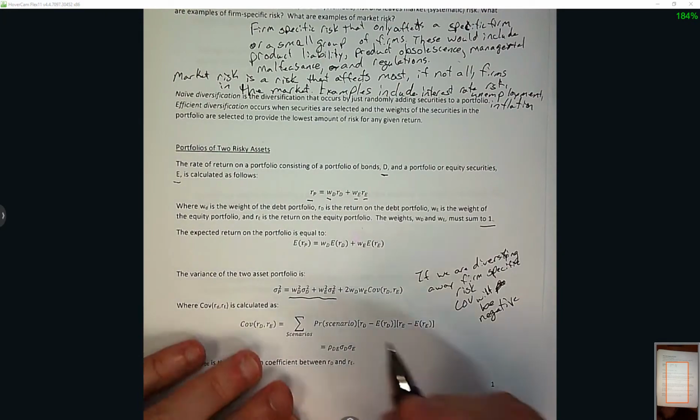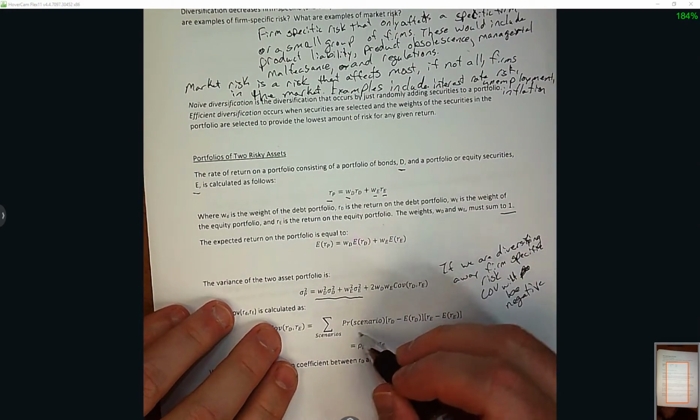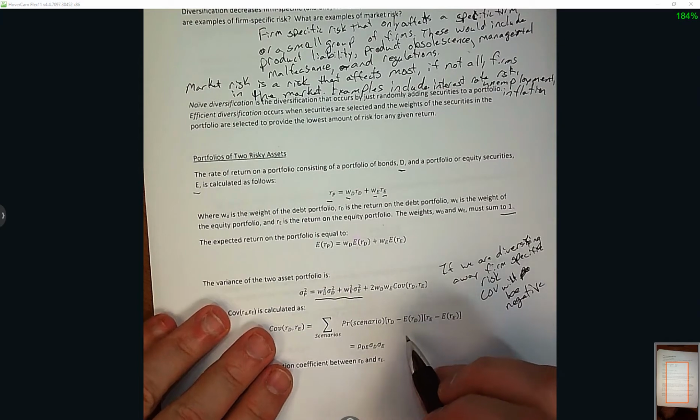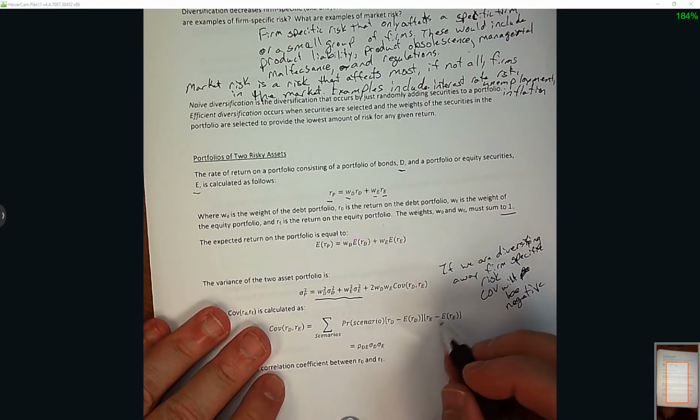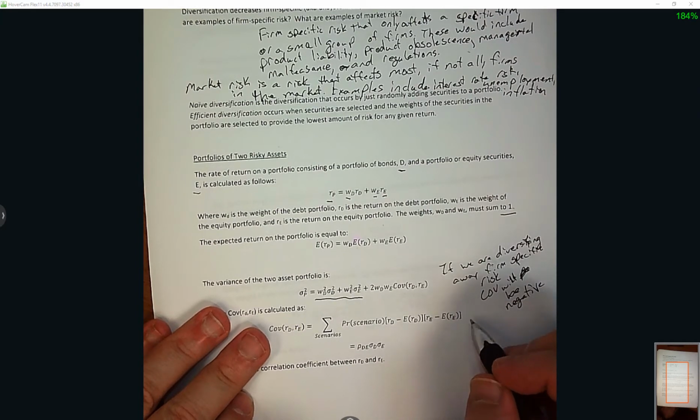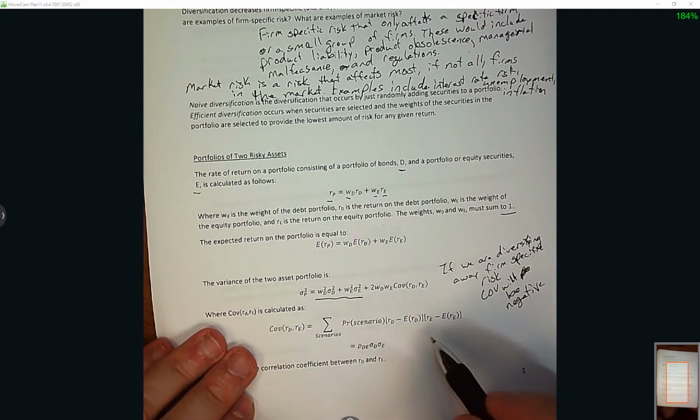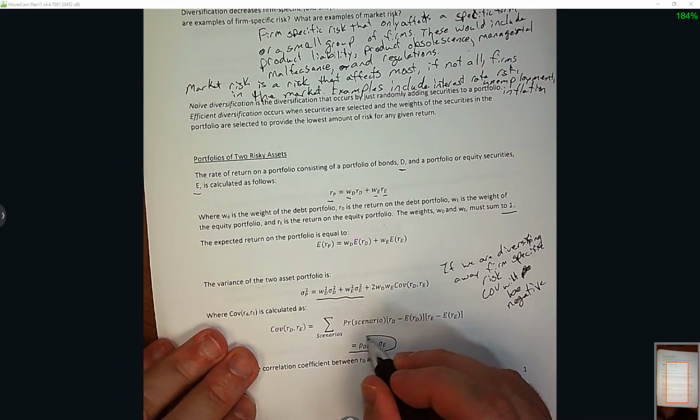Our covariance is calculated as the sum of the probabilities of a scenario multiplied by the return for D minus the expected return for D multiplied by RE minus the expected return for RE. Don't worry about that too much. This is the calculation you want to know.